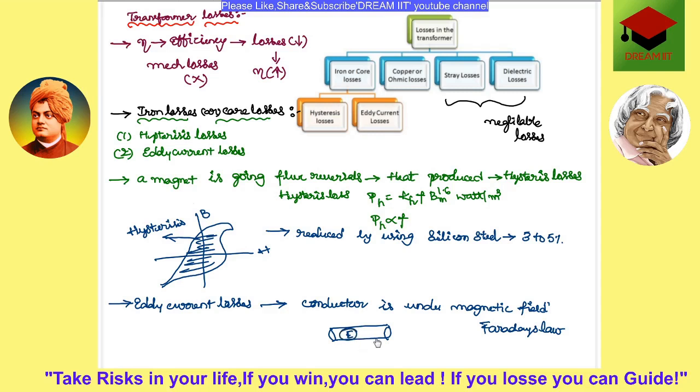Because of this EMF, there are some circulating currents which are rotating in this conductor itself. These currents are called the eddy currents. Due to these eddy currents, the core of the transformer gets heated up. So these eddy current losses will appear in the form of heat. Both hysteresis losses and eddy current losses appear in the form of heat.